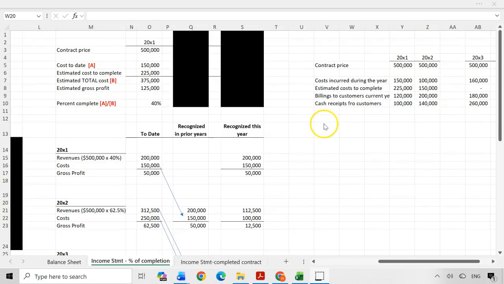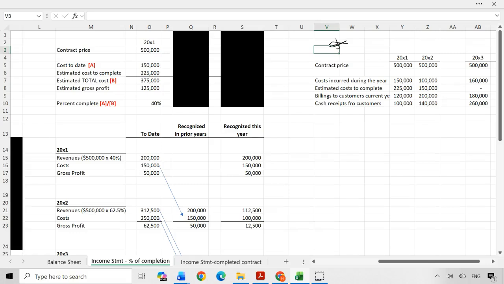The income statement varies a little bit, but we're going to go through the percentage of completion method first, and then we'll get to the completed contract, which is only slightly different and a lot easier than the percentage of completion method. But let's just start right here where we have all of our information that we're given in the problem, which is basically that we have a long-term contract where we're building a building over a 3-year term, and we are getting paid $500,000 for the entire contract.